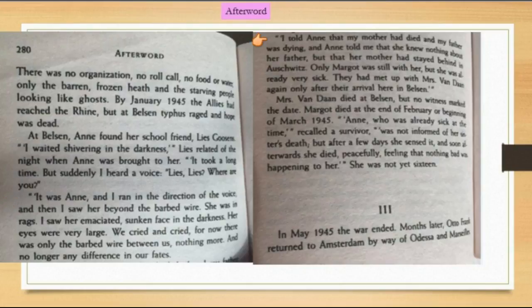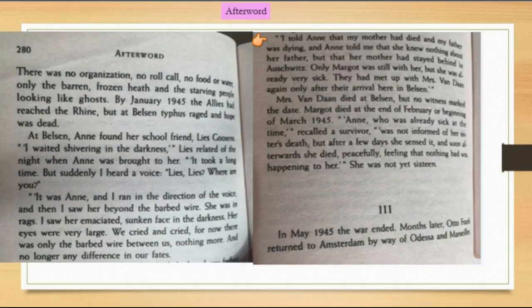I told Anne that my mother had died and my father was dying, and Anne told me that she knew nothing about her father, but that her mother had stayed behind in Auschwitz. Only Margot was still with her, but she was already very sick. They had met up with Mrs. Van Daan again only after their arrival here in Belsen.